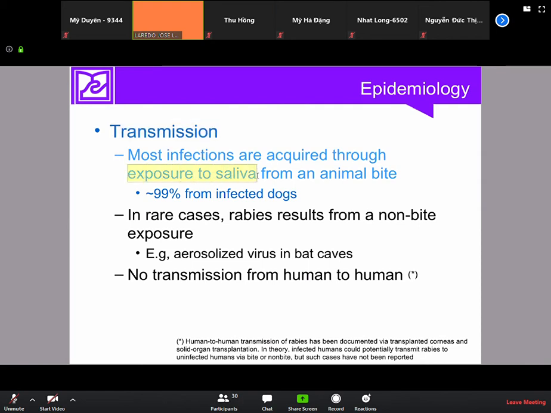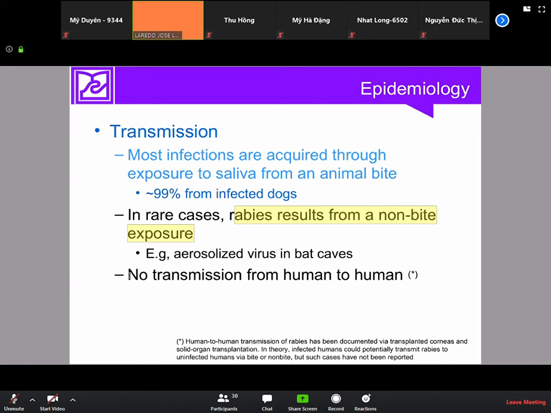Exposure to saliva from an animal bite, mostly dogs. 99% of patients with rabies have been infected from infected dogs. In very rare cases, rabies results from a different exposure through inhalation, but that is very, very uncommon. Later, I will tell you another case, but that's very uncommon.